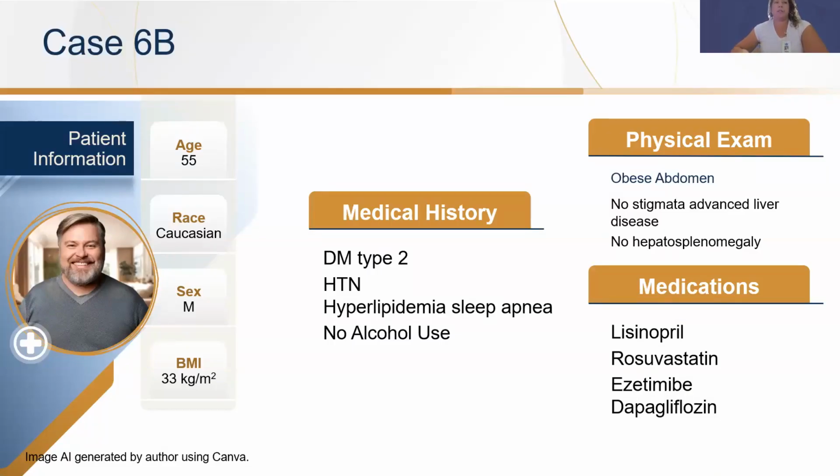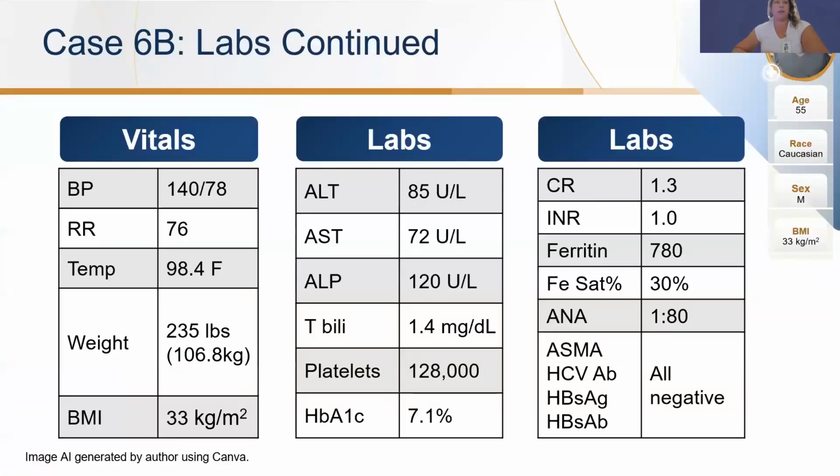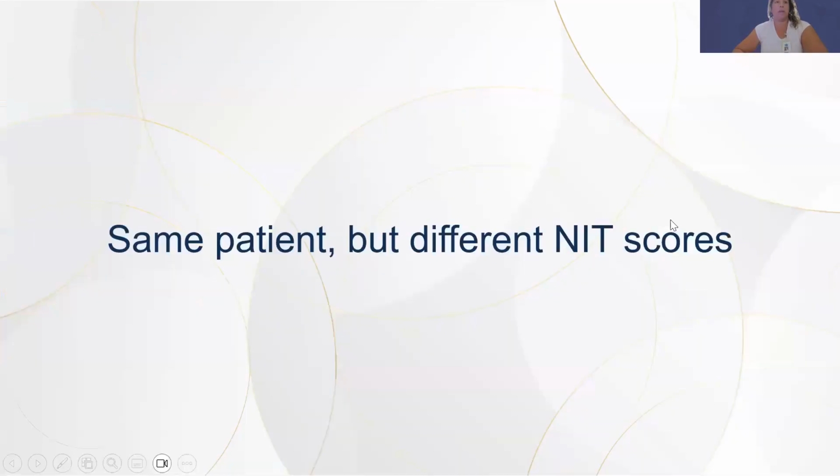So this patient is the same patient, has type 2 diabetes, hypertension, hyperlipidemia, sleep apnea, doesn't drink, on the same meds, has an obese abdomen, and has no evidence of hepatosplenomegaly. But this patient has AST and ALT that are 85 and 72, but the platelets are 128,000. Bilirubin is now 1.4 from our 1.17 patient from before. Otherwise, essentially everything is the same, including the patient's INR.